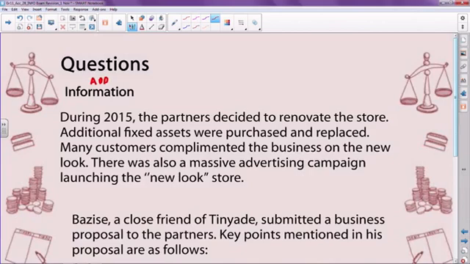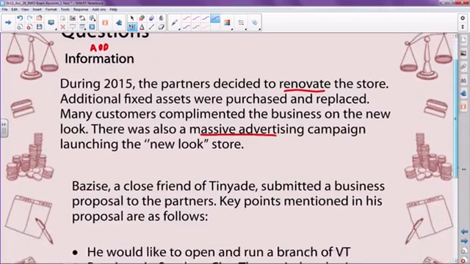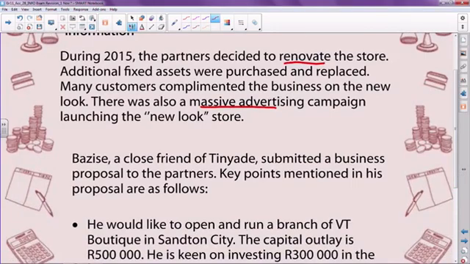During 2015, the partners decided to renovate the store. Additional fixed assets were purchased and replaced. Many customers complimented the business on the new look. There was also a massive advertising campaign launching the new look store. Nothing about a business proposal. Let's now move on. Next information. Bazi, a close friend of Tanyade, submitted a business proposal to the partners. Key points mentioned in his proposal are as follows.